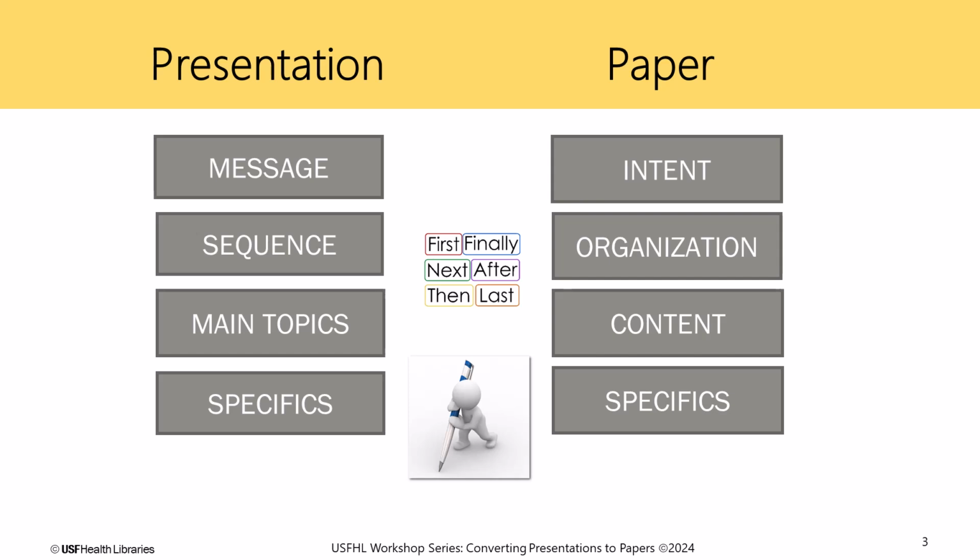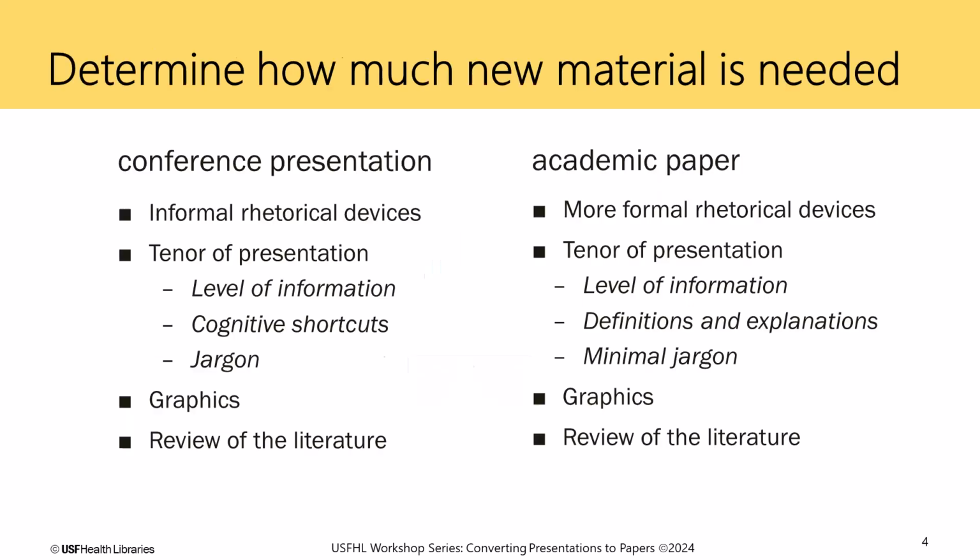So the good news is that many of you probably already have the basics of a paper embedded in a presentation. The message you want to emphasize in your presentation informs the intent of the paper to your anticipated audience. The sequence of information you created for the presentation often mirrors the information needed by your reader for your manuscript. The main topics of the presentation often provide or inform the content areas of the paper, and the specifics, such as tables, charts, and references, are often essential elements of a paper.